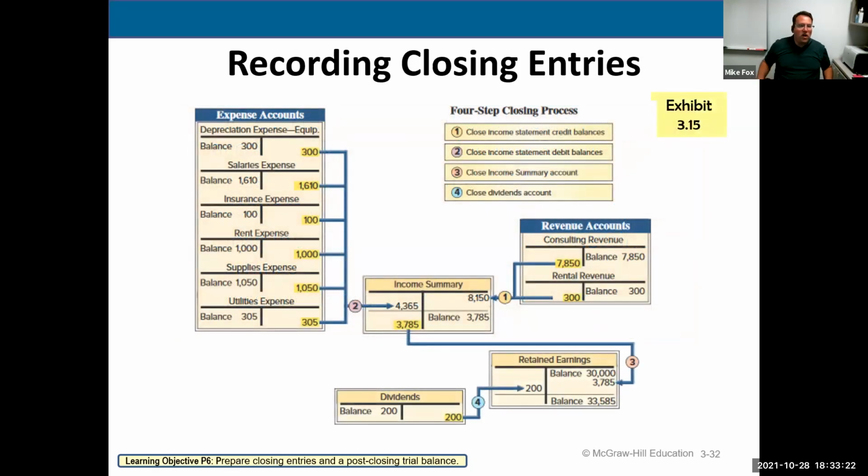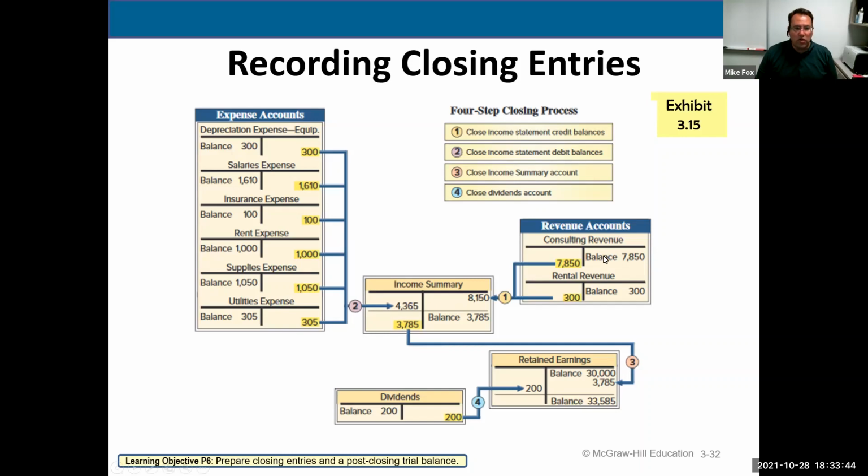Each of our revenue accounts at the end of the financial period will have a credit balance. Why? Because that's the normal balance for revenue accounts. It's either going to have a 0 balance or a credit balance. Okay. Each of our expense accounts will have debit balances. Why? Because that's the normal balance for an expense account. So we start by closing the revenue accounts.